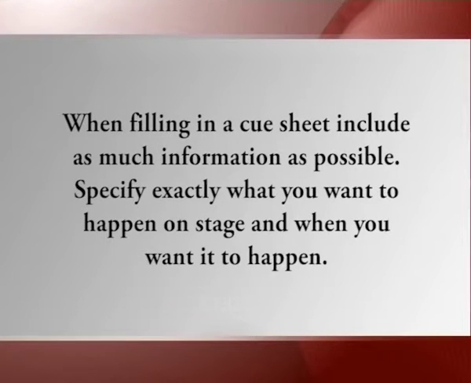When filling in a cue sheet, include as much information as possible. Specify exactly what you want to happen on stage and when you want it to happen. You might find it helpful to include a time column so you can specify how long you want a cue to last. For example, you might want to fade the lights out at the end of a show slowly, so a fade time of 10 seconds might be required.